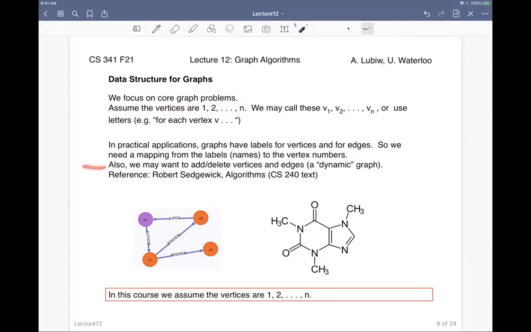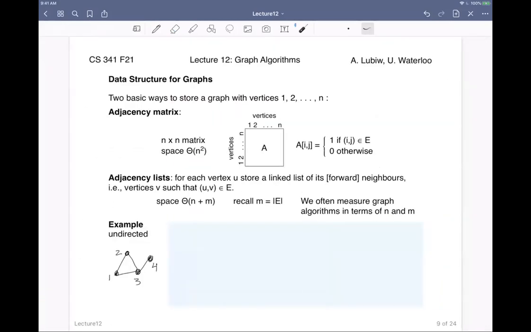So also in applications, there's another complication, which is that we often have graphs that are changing over time. So we want to add and delete vertices and edges. These are called dynamic graphs. And we're not going to be concerned with that. That's a more advanced topic, to store a graph subject to changes in the graph. So we're going to be thinking of static graphs, and the vertices are numbered from 1 to n. Okay, so with that simplification, how are we going to store our graphs?